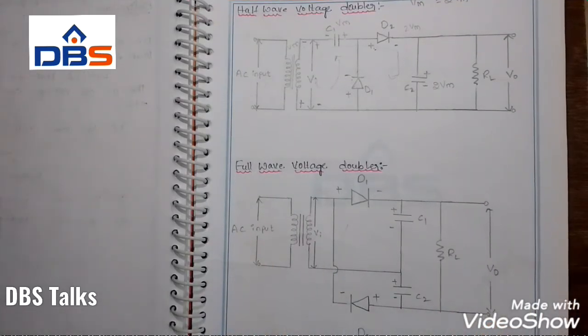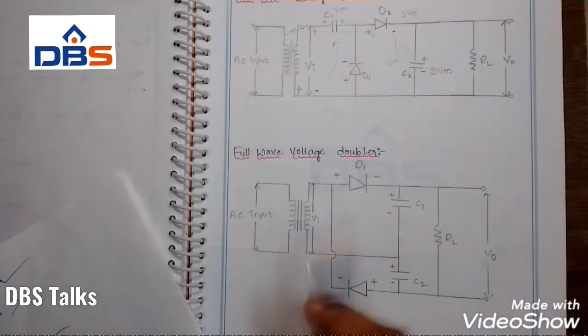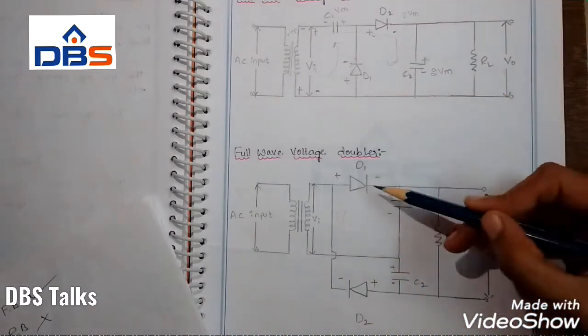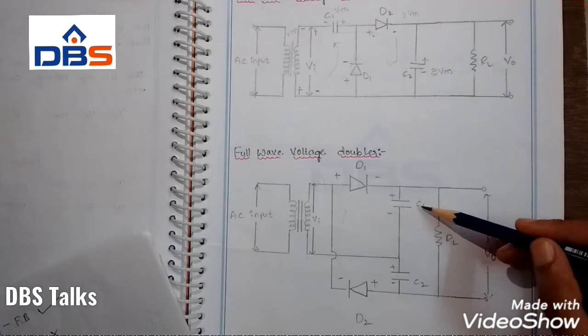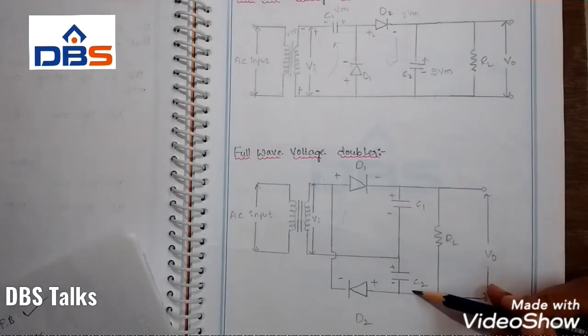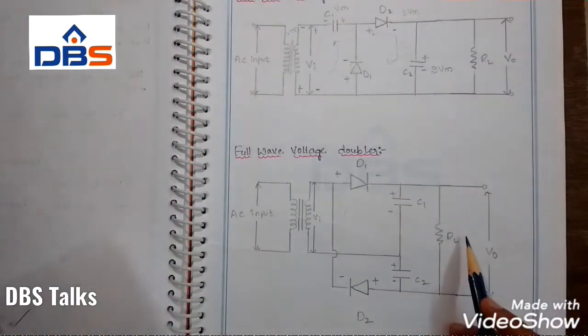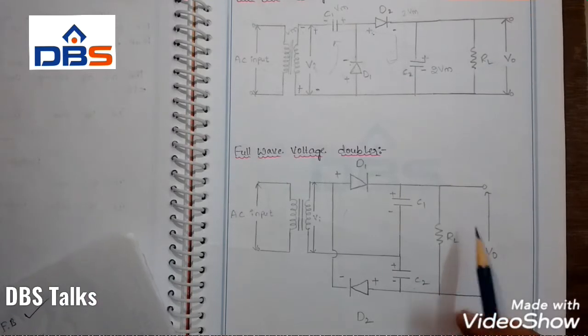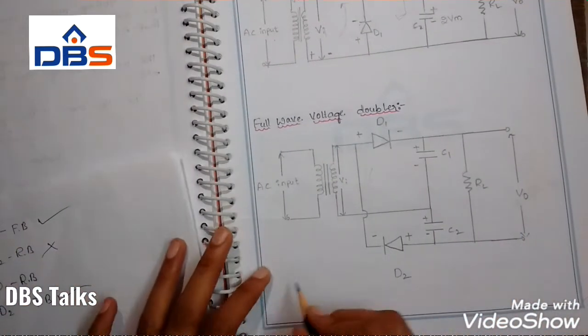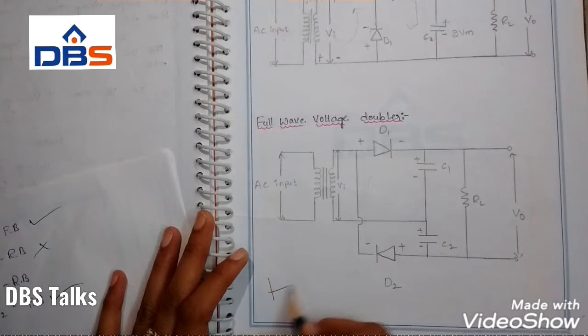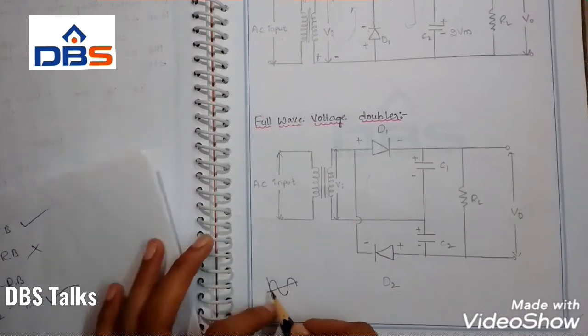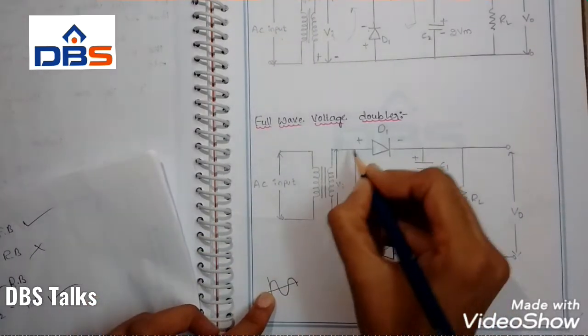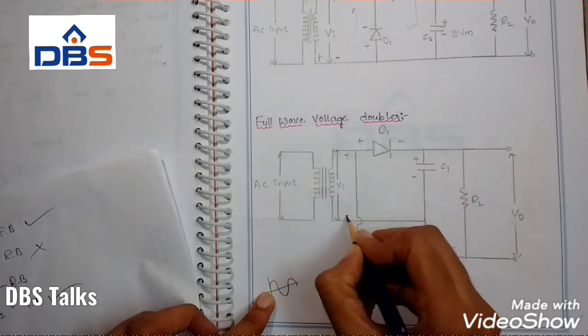Here also we have a transformer, 2 diodes represented by D1 and D2, 2 capacitors represented by C1 and C2, and a load resistor RL. Now we will see the operation. If I apply an AC input, a positive half cycle, then the polarities will be positive and minus.